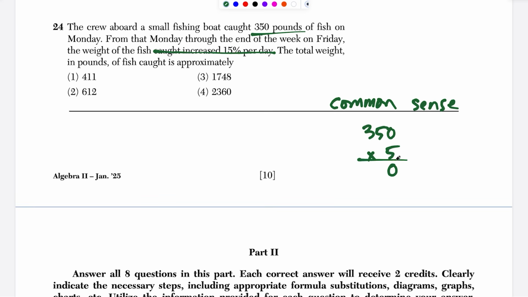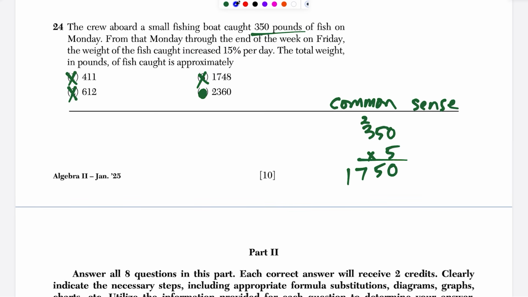5 times 0 is 0. 5 times 5 is 25, carry the 2. 5 times 3 is 15, plus 2 is 17. So that would mean that the crew caught 1,750 pounds of fish, and this is if there was no increase. Let's say it just stayed the same. But notice every single answer choice except the last one is less than 1,750. So they had to have caught more than this because the amount was increased. So just by common sense, choice 4 is our answer.